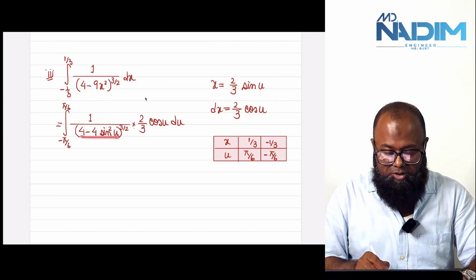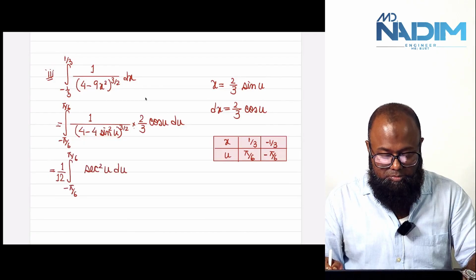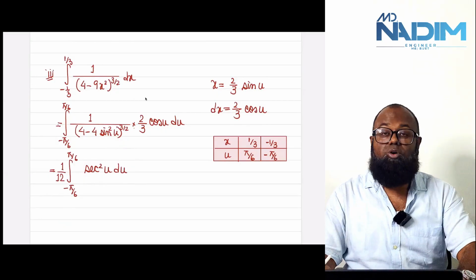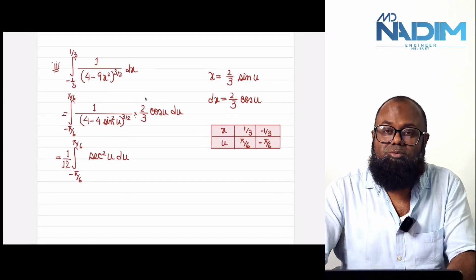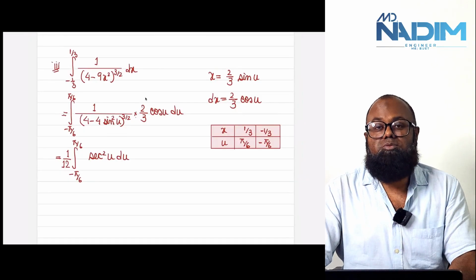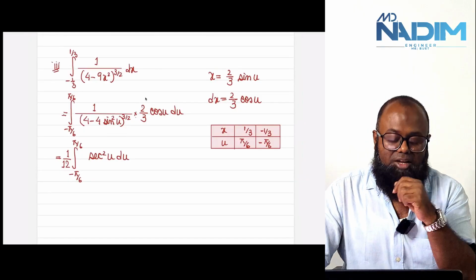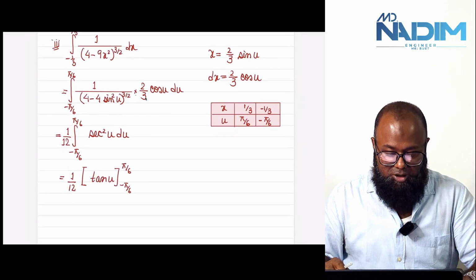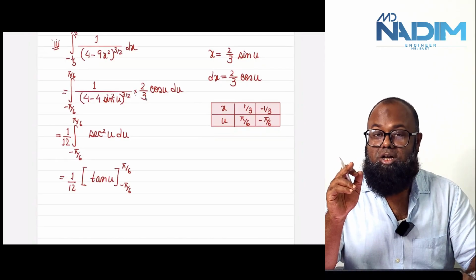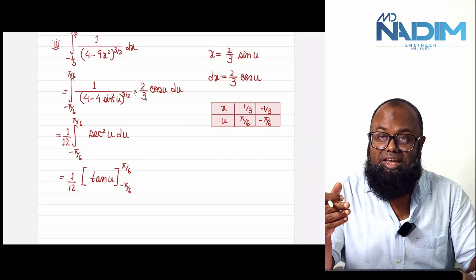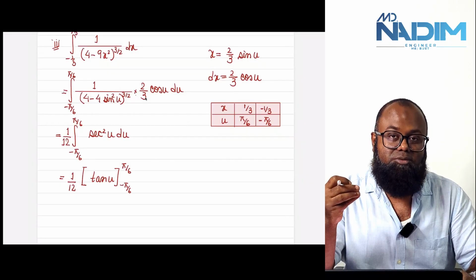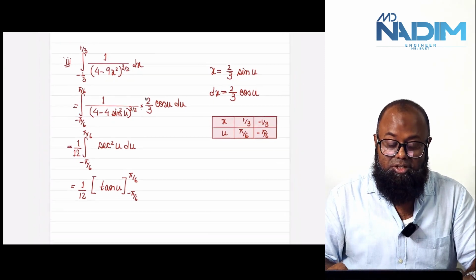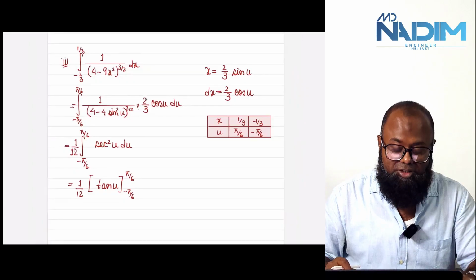Now I have to simplify. If I take 4 common, then it would be like this, and I'm getting this sec squared u. Now you know how to integrate sec squared, right? If I integrate sec squared, I'll get tan. Now it would be tan u. Limits are here. Now put the limits. You don't need to change back to x's because you have the limits of u. So you don't need to go back to x's again, as we did in indefinite integrals.